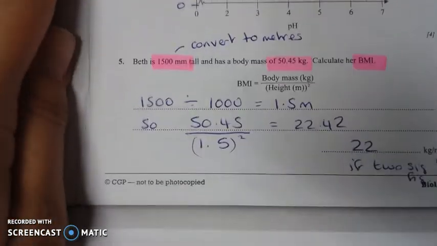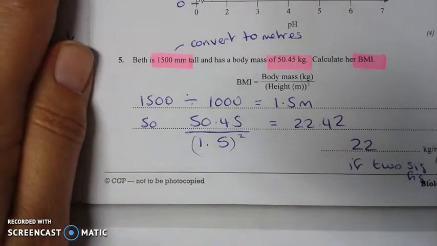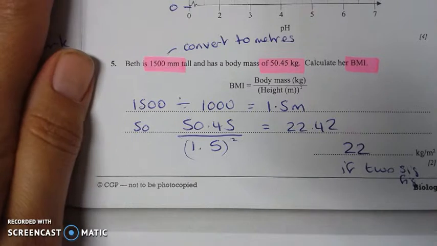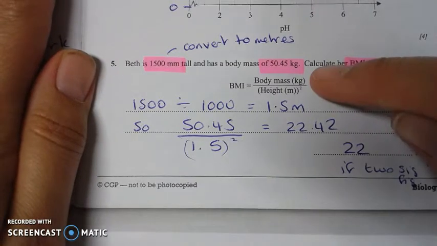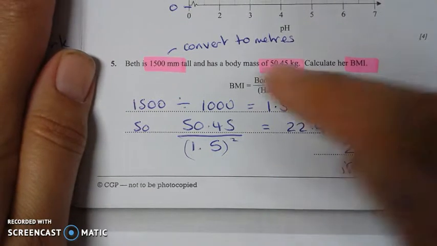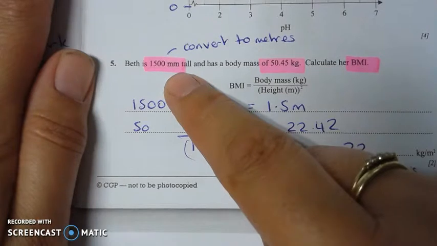Last question. Beth is 1500 millimetres tall and has a body mass of 50.45 kilograms. Calculate her BMI. Well, the body mass is in kilograms, that's okay, but the height is in millimetres. So I've got to convert that first of all to metres.